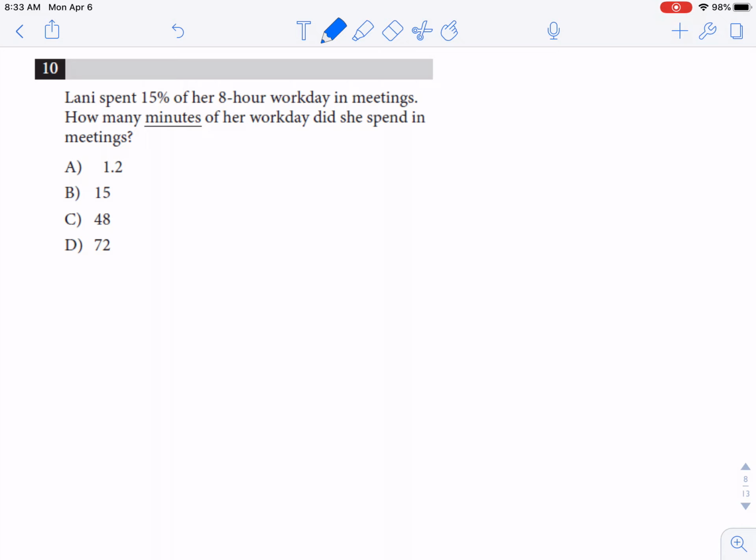But Lonnie spent 15% of her 8-hour workday in meetings. How many minutes of her workday did she spend in meetings? Well, how do we take a percentage of a number? We're going to multiply our 0.15 times 8 hours. So using a calculator, I found that to be 1.2 hours.